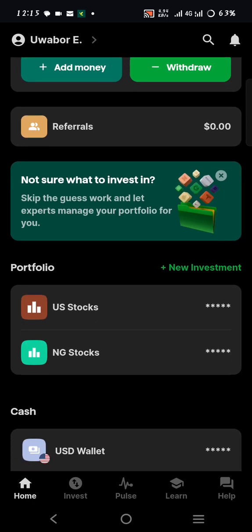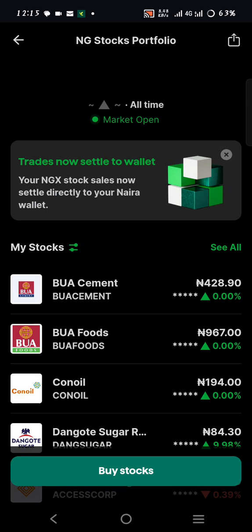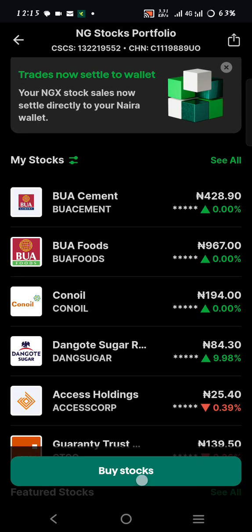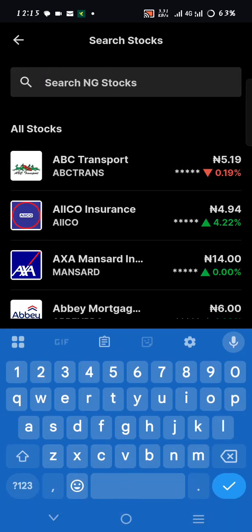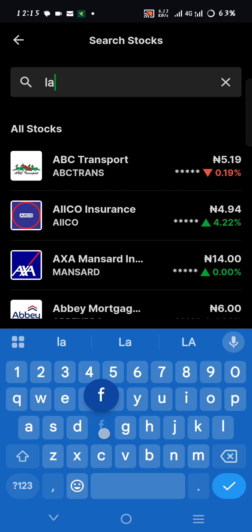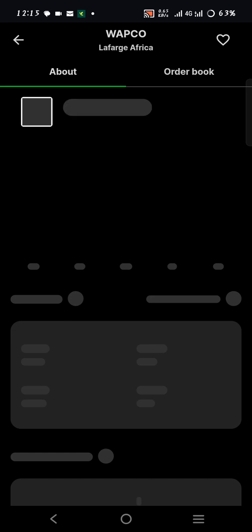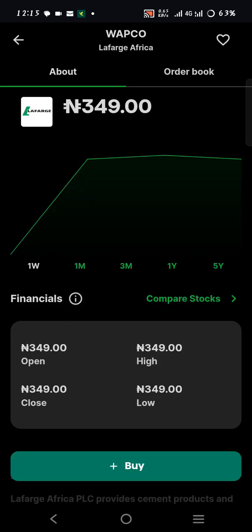I still have one more stock that I've been looking at, which is Lafarge. So I'm buying into Lafarge as well. Let's go get Lafarge stock. Okay, Lafarge stock. You can see Lafarge is selling at a rate of 349 naira as of today. So let's get Lafarge into our stock.